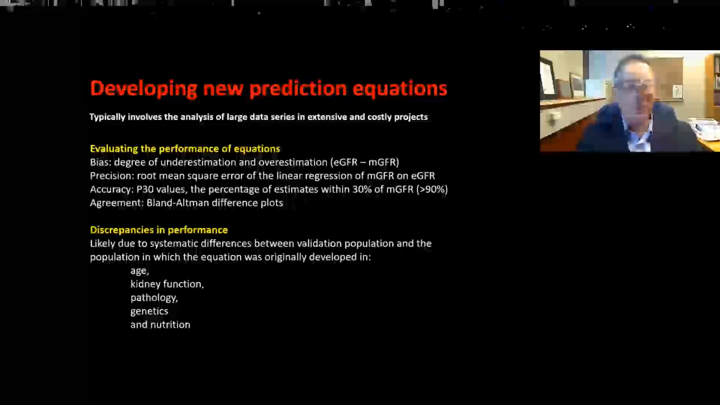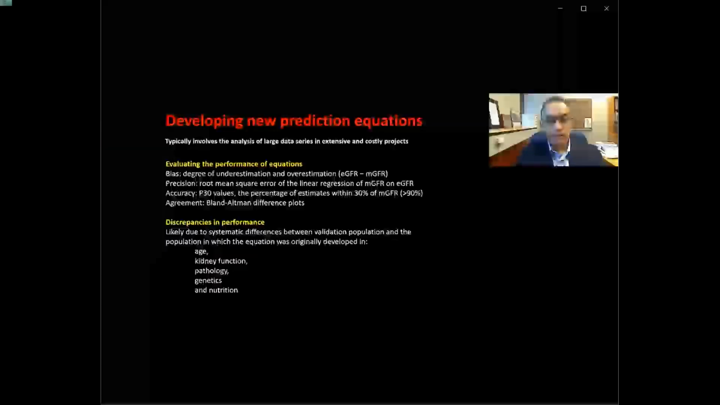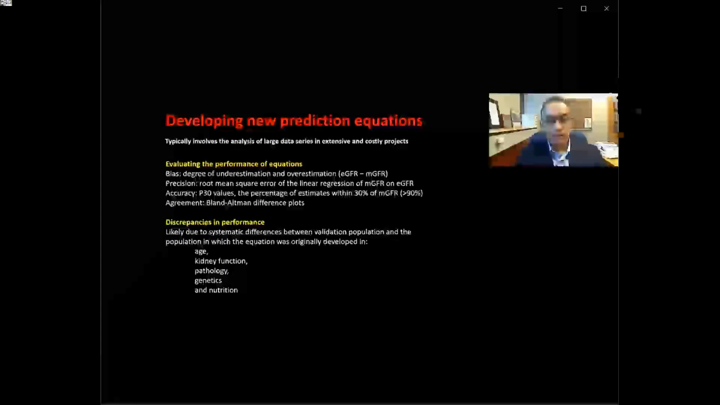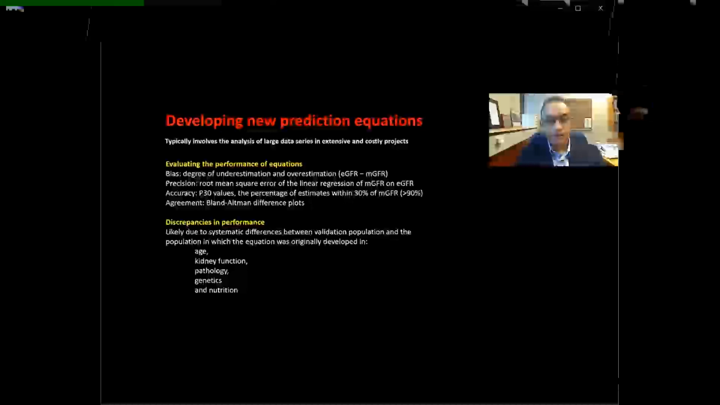What about the accuracy? And you read about the P30 value, which refers to the percentage of estimated GFRs within 30% of measured GFR. And the standard is that we should aim for more than 90%. And then we can also use Bland-Altman difference plots to look at the difference between measured and estimated GFR.